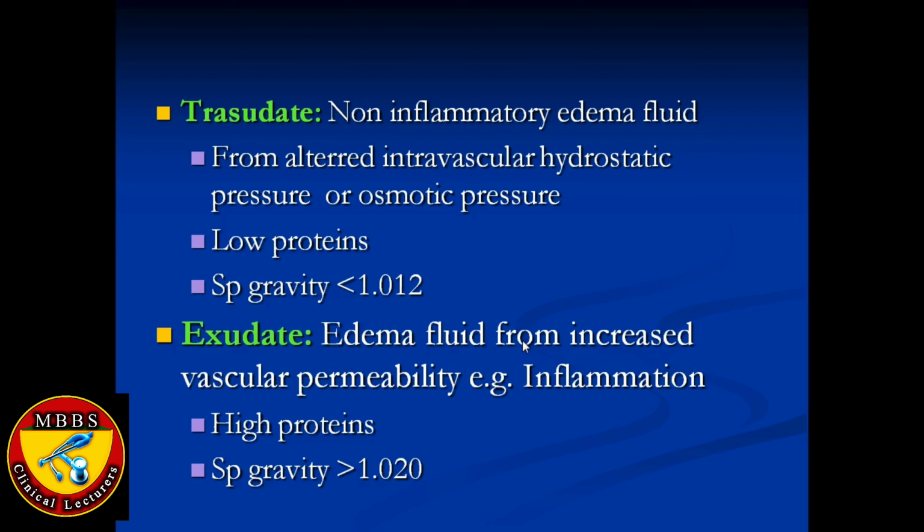The exudate is a fluid which is derived because of increased permeability of the endothelial cells, as may be seen in cases of inflammation. It has very high protein content and therefore a higher specific gravity of more than 1.020, and it is usually cloudy in nature because of the presence of WBCs.